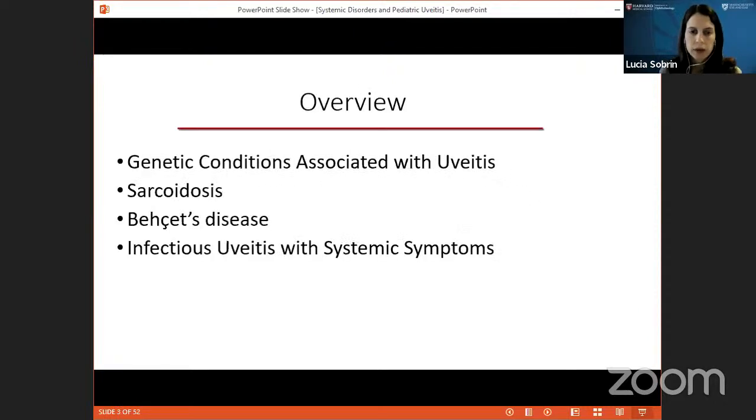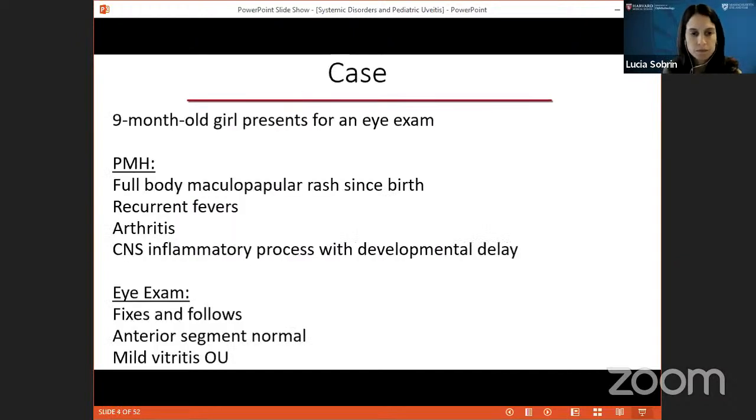So I'm going to talk about diseases with systemic features that are important not to miss, but I will concentrate mostly on genetic conditions that are associated with uveitis and sarcoidosis. I will very briefly touch on Behçet's or infectious causes because these have already been well covered.